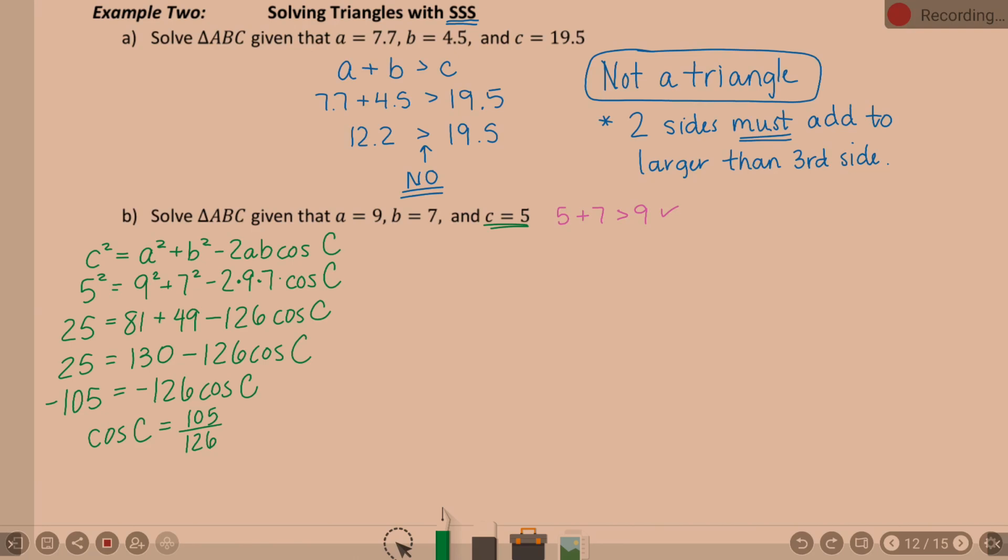How are we going to actually find C? You're going to do cosine inverse of 105 over 126. And that's going to provide you angle C. What'd you guys get to one decimal place? 33.6 degrees. Make sure you round that correctly, because that will affect your next set of answers, right? Good.